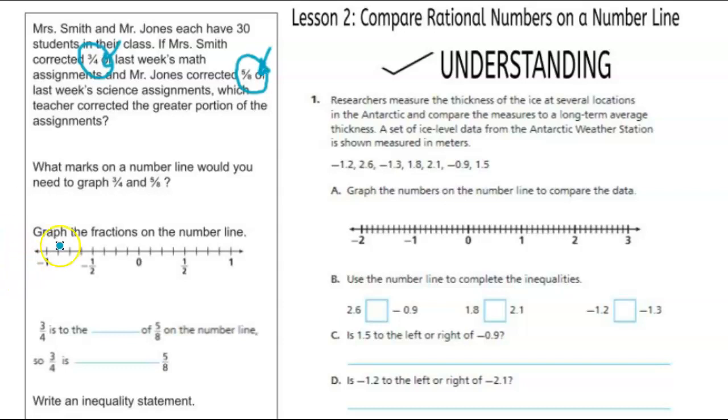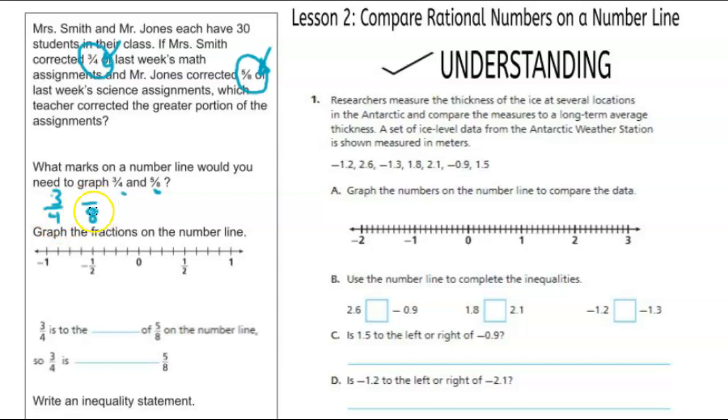So our first question is, what marks on the number line would you need to graph 3/4 and 5/8? Now, if we look at the bottom number, I have a 4 and an 8 like we talked about. We need to get the same number down there, so we need a common denominator. I know I can change this 4 into an 8 by multiplying by 2. So I'm going to change this 3/4 into something that has an 8 on the bottom.